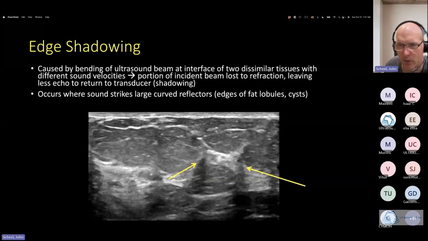And it's shown here with these 2 yellow arrows. You can see the shadowing. How do you get rid of this? Well, you just press down harder, or you angle the transducer a little bit so the artifact becomes less. By pressing down harder, it kind of flattens the surface, so it makes it less of an abrupt transition.